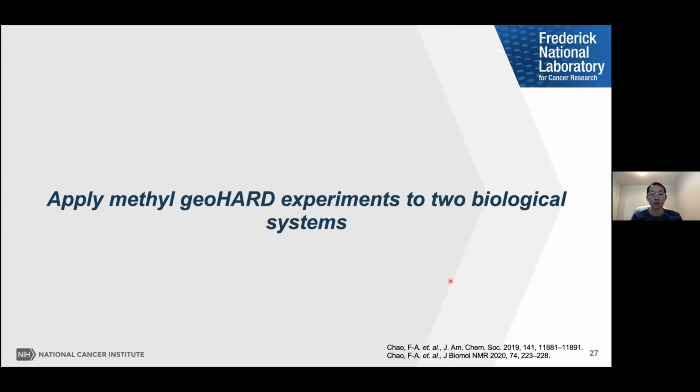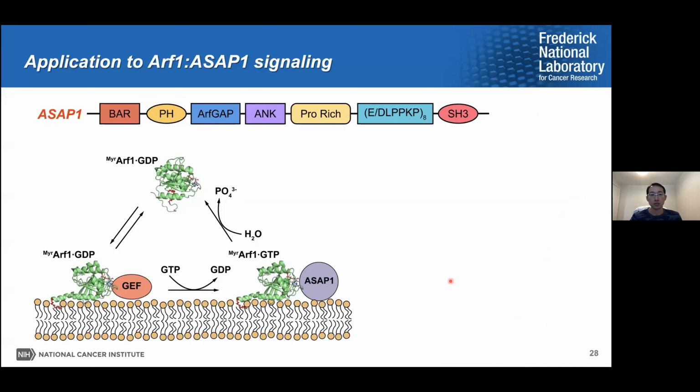So now we try to apply this methyl relaxation experiment to 2 different biological systems. And the first one is kind of a difficult one, because it's not a very stable protein. Well, actually a lot of proteins in this group are not very stable for some reason. But, you know, we do what we can do.